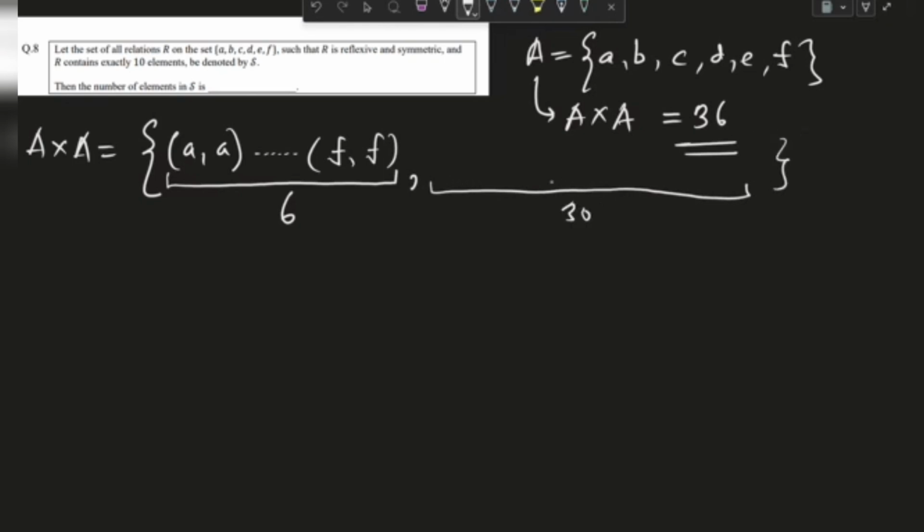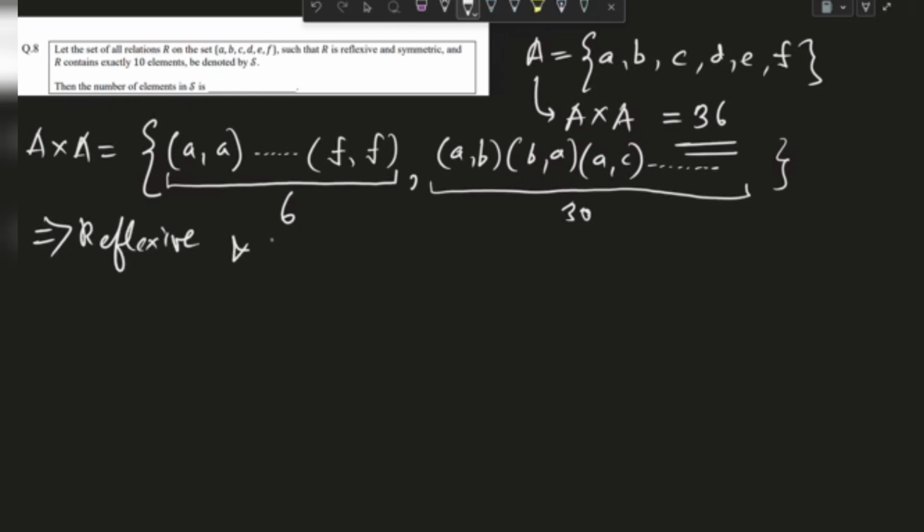And actually this is the part where the manipulation will occur. This part will contain all those elements like (A, B), (B, A), (A, C), and again (C, A) and so on, all the elements that can be formed. So basically the condition for this question is that we have to find all those relations which will be reflexive and symmetric altogether in the set.